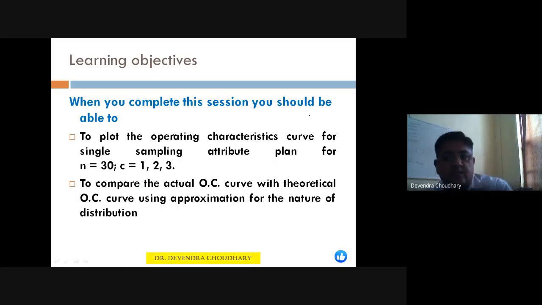In today's session, we will learn to plot the OC curve for a single sampling plan. We will also compare an actual OC curve with the theoretical OC curve.